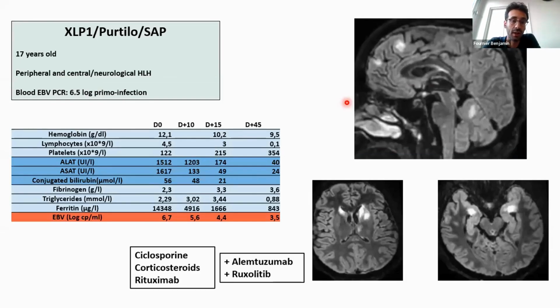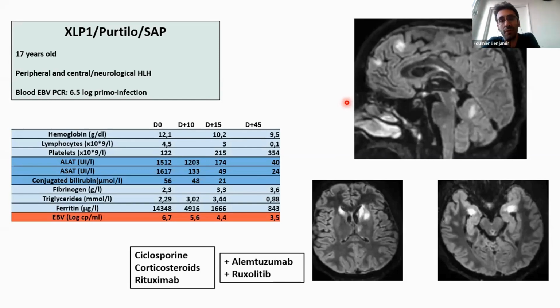So it was treated by dampening T cell activation with corticosteroids and cyclosporine. You have to also remove the infected B cells, and here it was not enough to control the HLH. So we got rid of all T cells using alemtuzumab and also dampened T cell activation using JAK inhibitors.